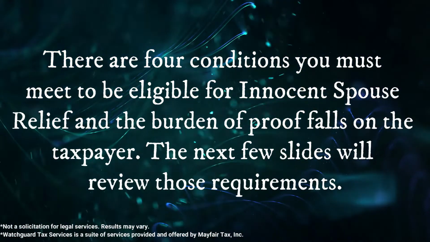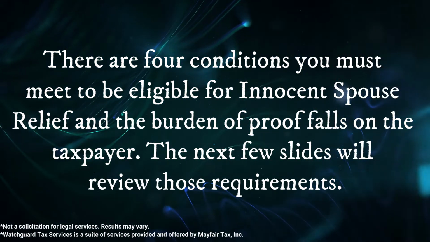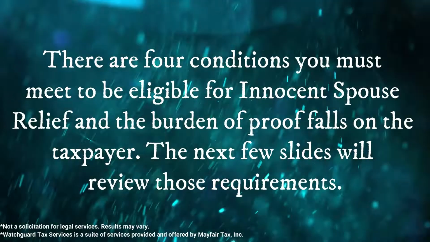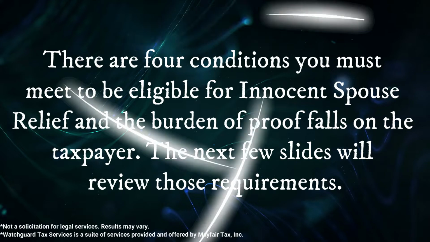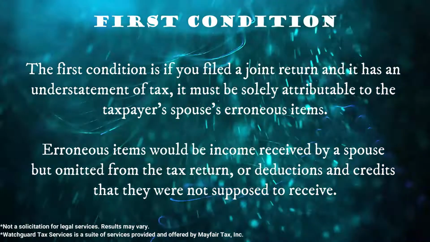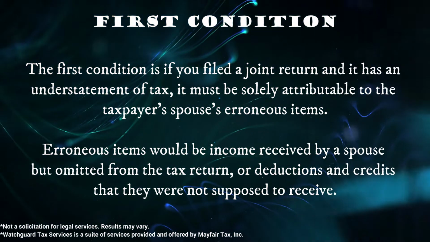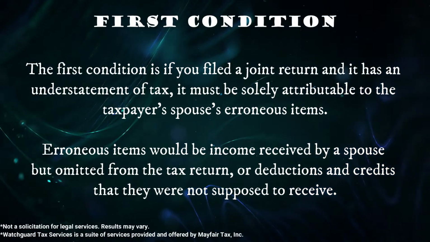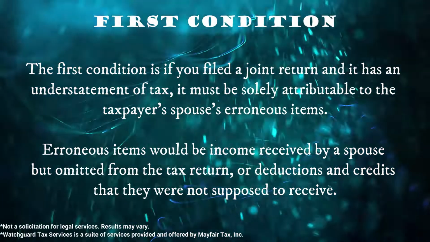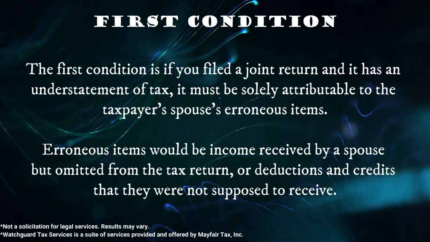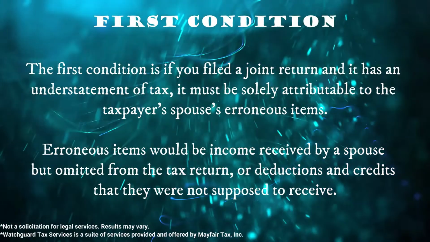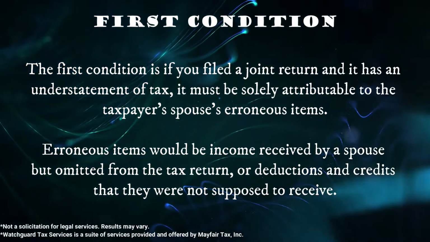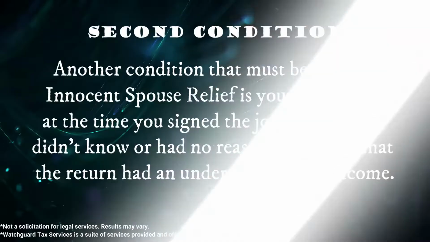There are 4 conditions you must meet to be eligible for innocent spouse relief, and the burden of proof falls on the taxpayer. The next few slides will review those requirements. The first condition is if you filed a joint return and it has an understatement of tax, it must be solely attributable to the taxpayer's spouse's erroneous items. Erroneous items would be income received by a spouse but omitted from the tax return or deductions and credits they were not supposed to receive.